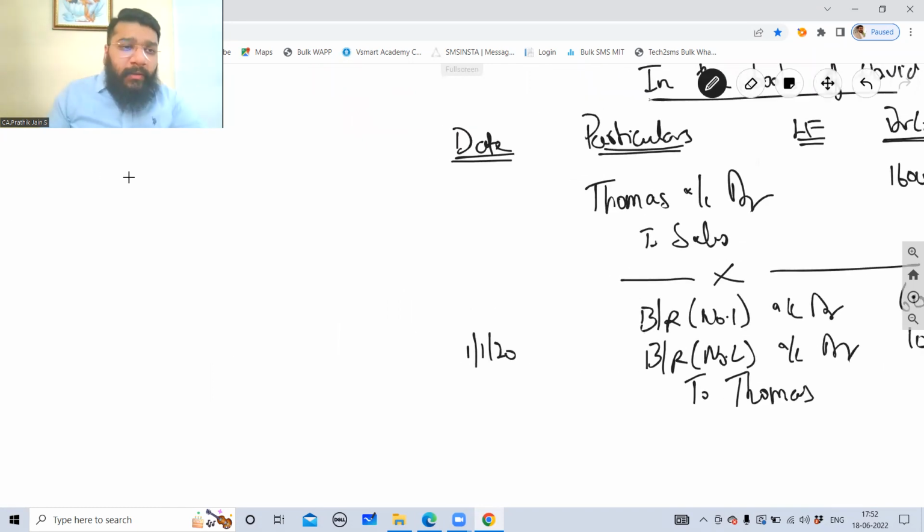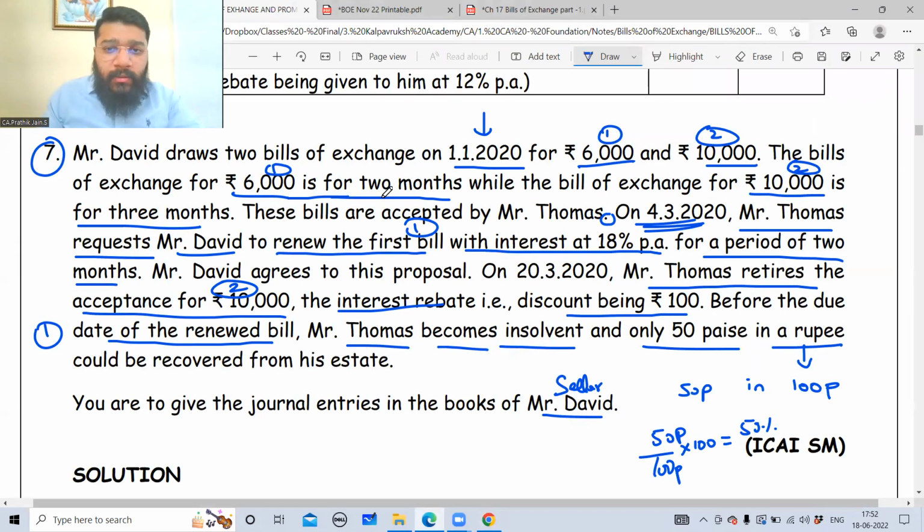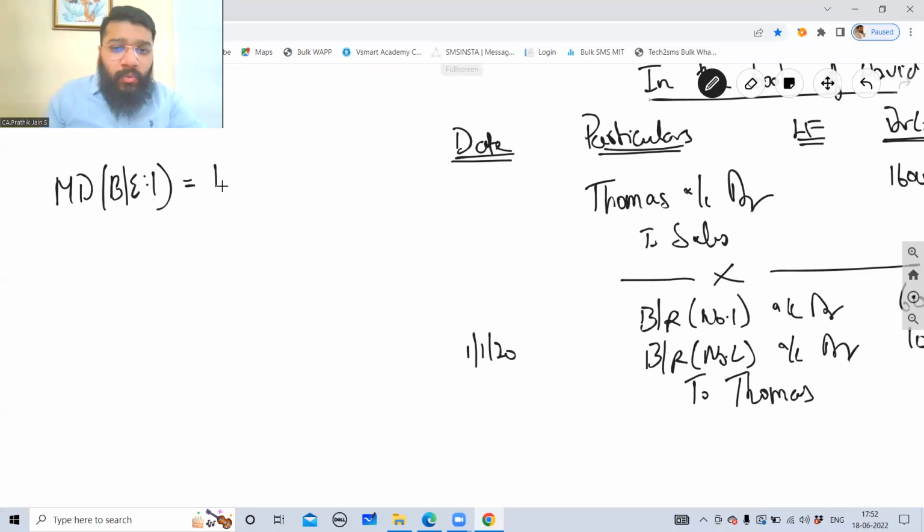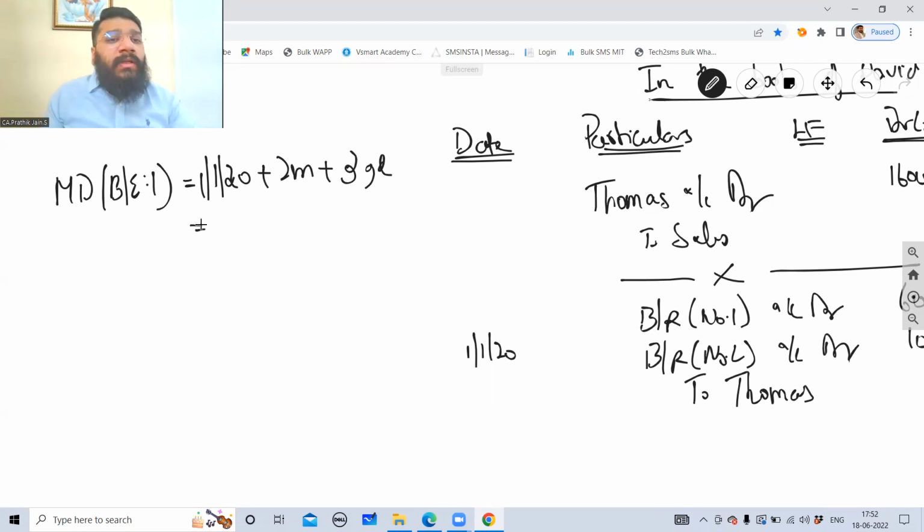Can you quickly calculate the maturity date of bill of exchange number 1? So bill 1 has a 2 months time period of credit. So 1/1/2020 plus 2 months plus 3 grace days. So it is February, March. So 1st March plus 3 grace days is 4th March. So 4/3/2020 is the due date.